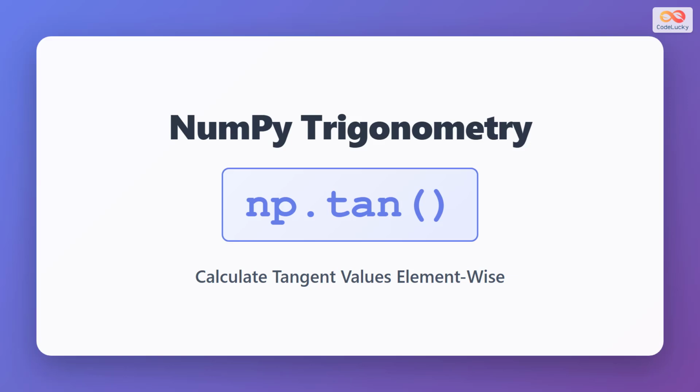Welcome to this tutorial on NumPy Trigonometry. Today we'll explore the np.tan function, which allows us to calculate tangent values element-wise for arrays and scalars in NumPy.